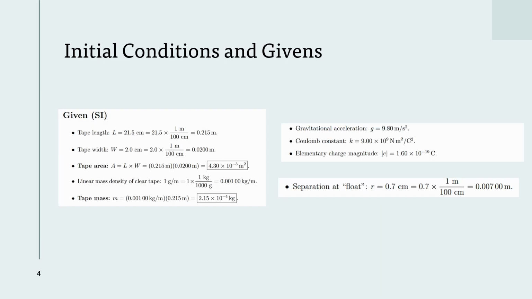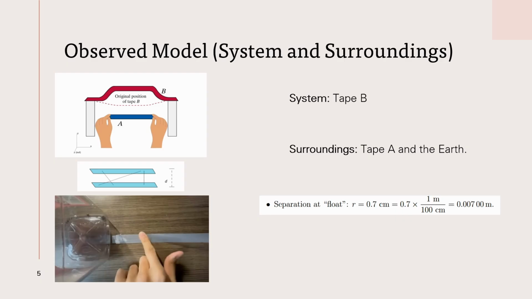To proceed with our calculations, we were given several initial conditions. We were able to measure the tape itself and then use the linear mass density of the clear tape to get the tape mass. In addition to that, we were given several physical constants, such as the gravitational constant and the Coulomb constant. And finally, we measured that the tape separated at about 0.77 centimeters of distance between them. To be more precise, let's define the system with which we considered results. The system was considered tape B, and the surroundings that were acting on tape B were tape A and the Earth.